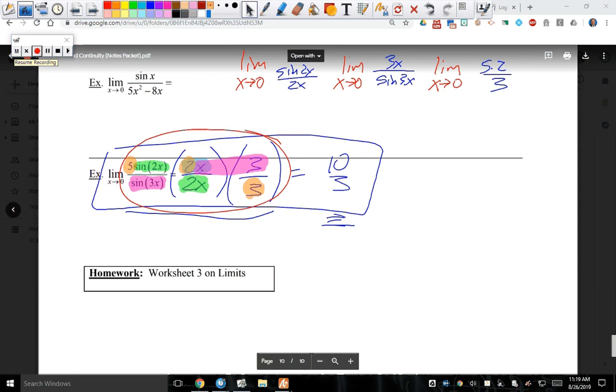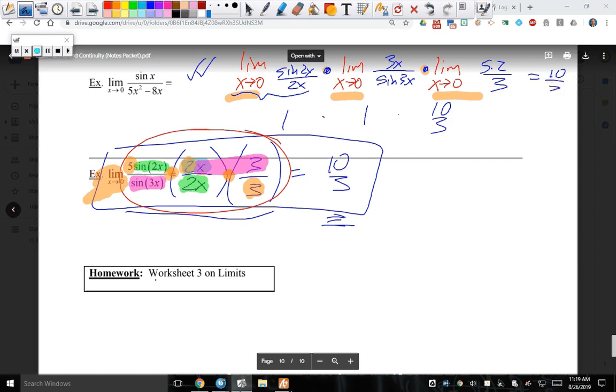Okay, so it said originally that the limit of these products is equal to the product of the limits. So you could figure out like this, and if you do this, this is real good. What is that going to equal? 1. What is this? 1. What is this? 10/3. And you could show this work and be very organized and still get 10/3. Good stuff? All right.